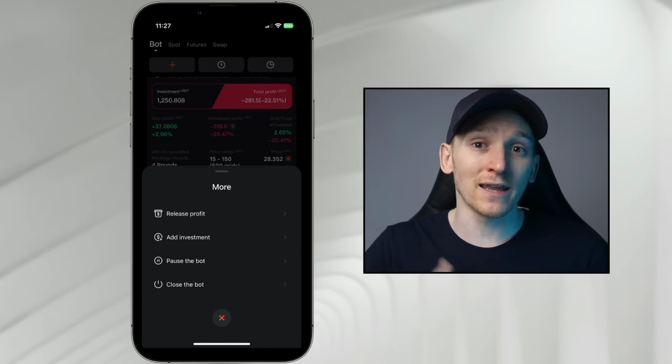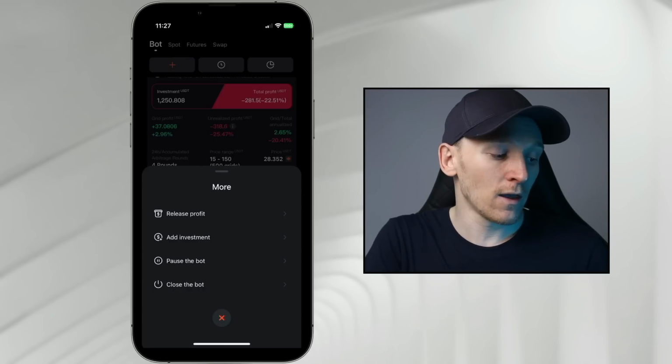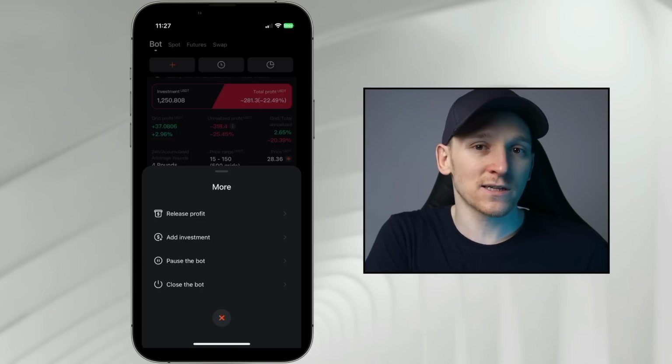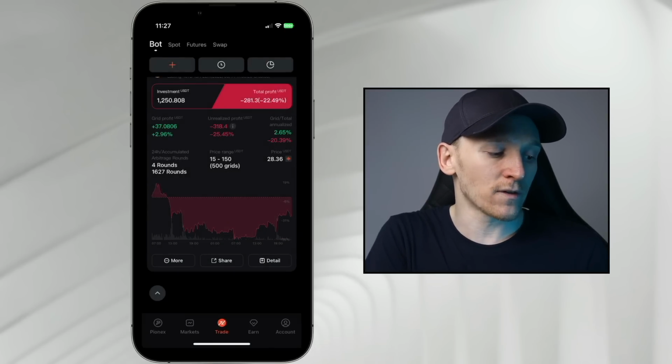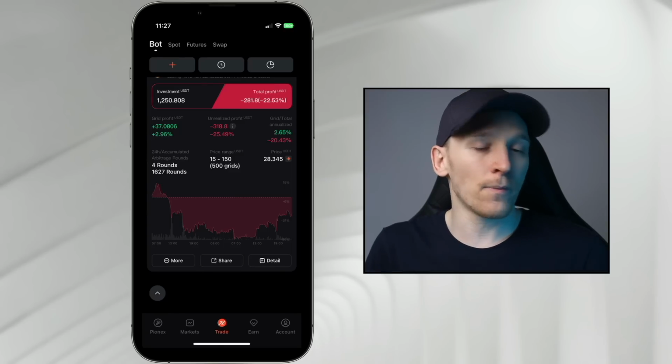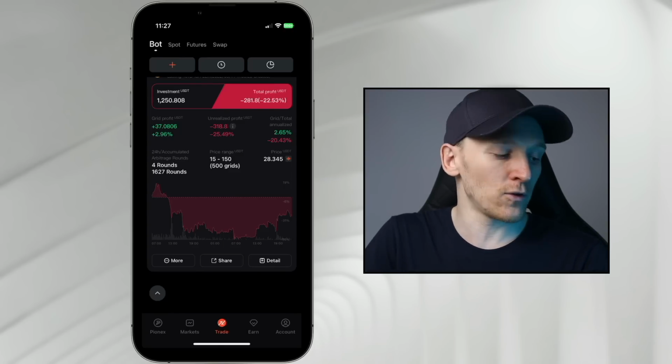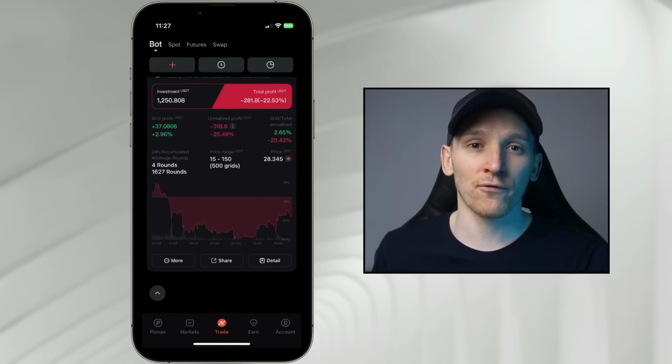You can actually release profits that have been made from the grids. You can add more, you can pause it, and you can obviously start a new bot there if you want to start again with different grids. So Pionex does that. Not every platform lets you release profits though, so check with the platform that you're using.